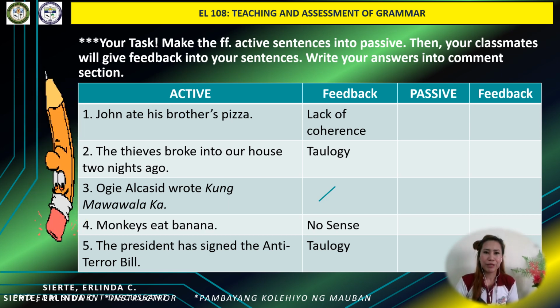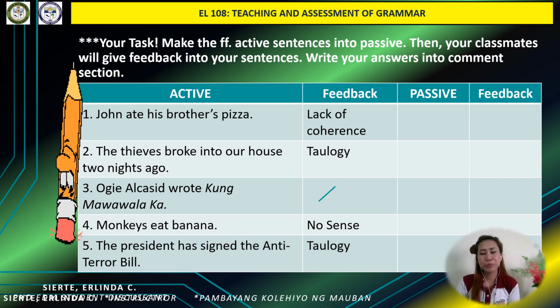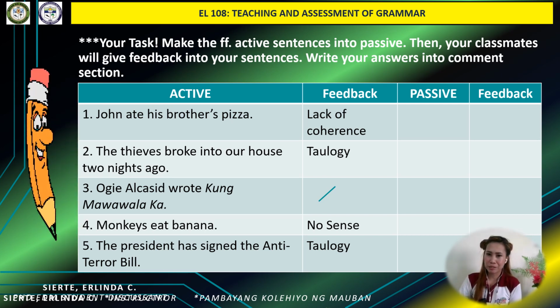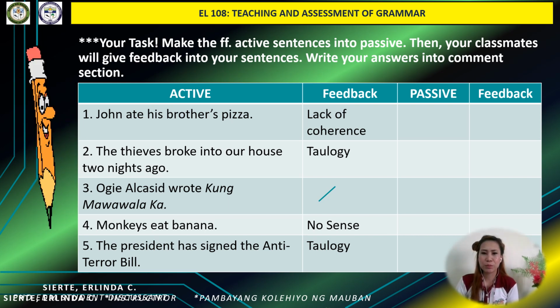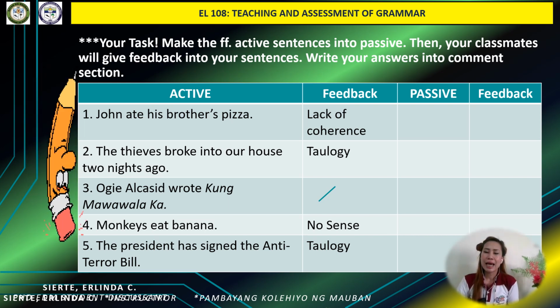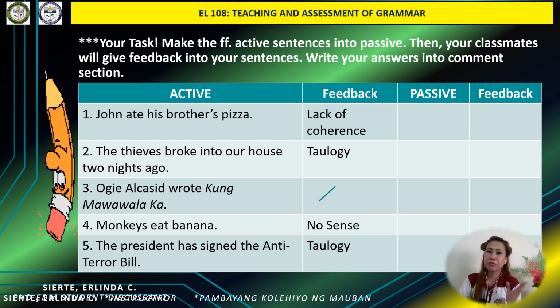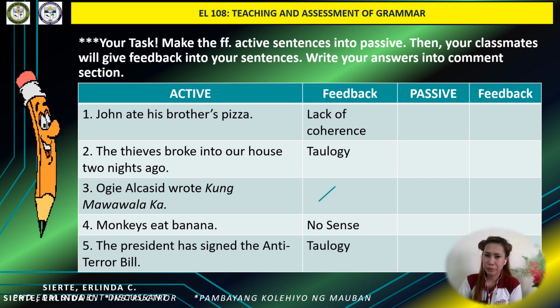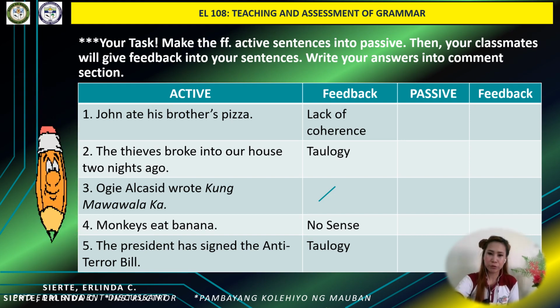So we have the active sentences wherein you're going to transpose them into their passive voice. And then there is also the feedback, okay? After transposing that into passive sentences, then of course you will be giving your feedback, after you transpose it into its passive voice.